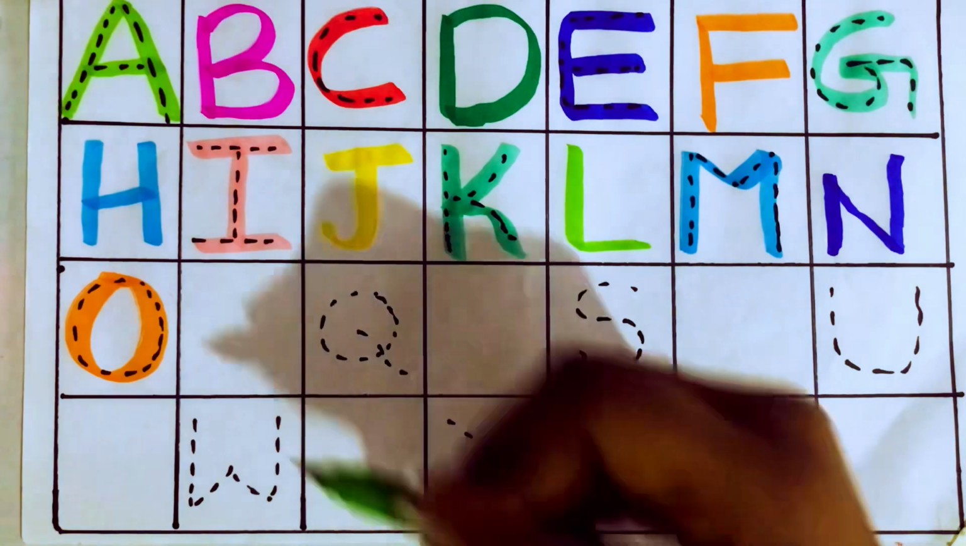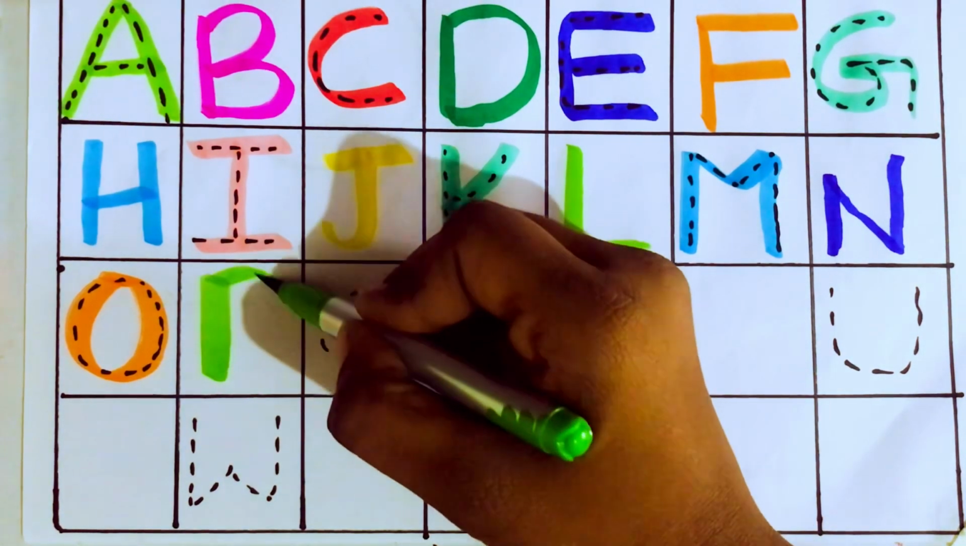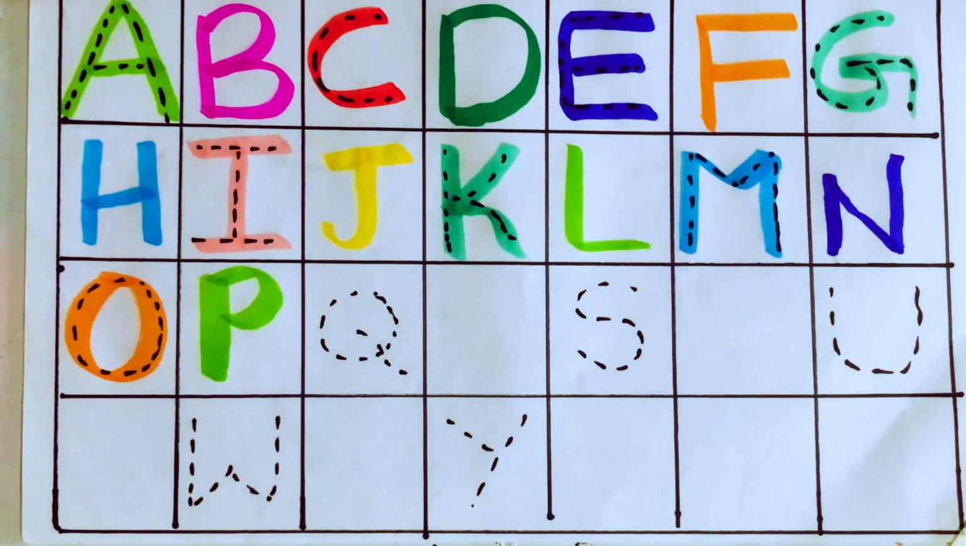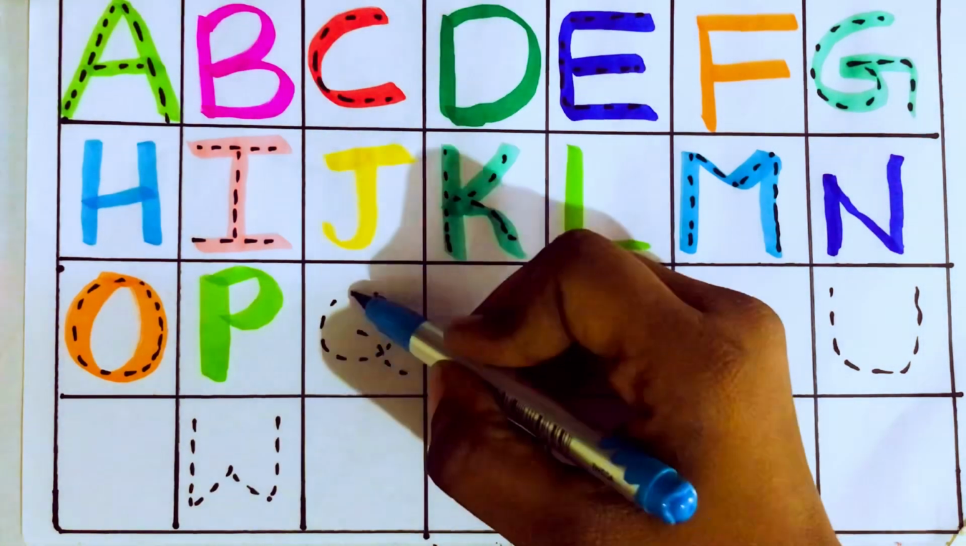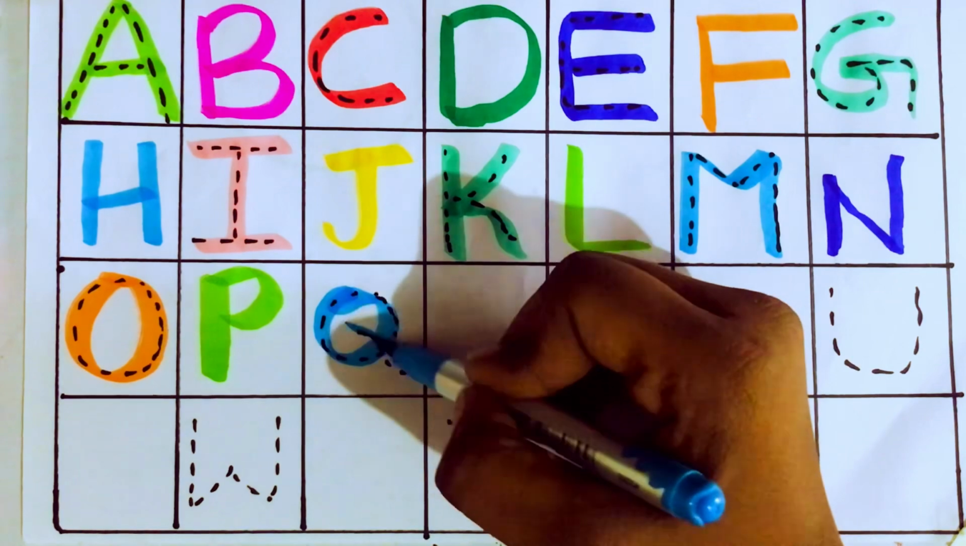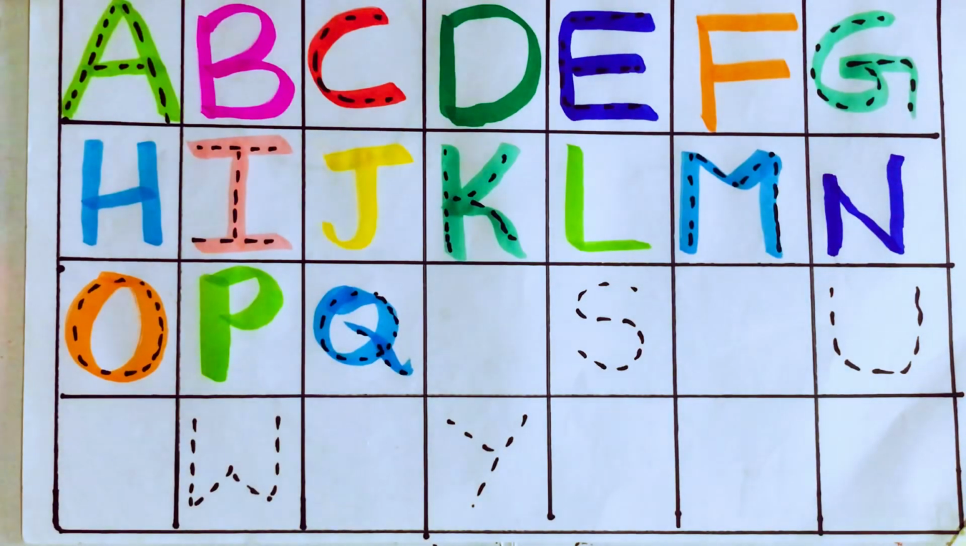Light green color, O after P. P for penguin. P for penguin. Sky blue color, Q. Q for queen. Which letter kids? Q. Q for queen.